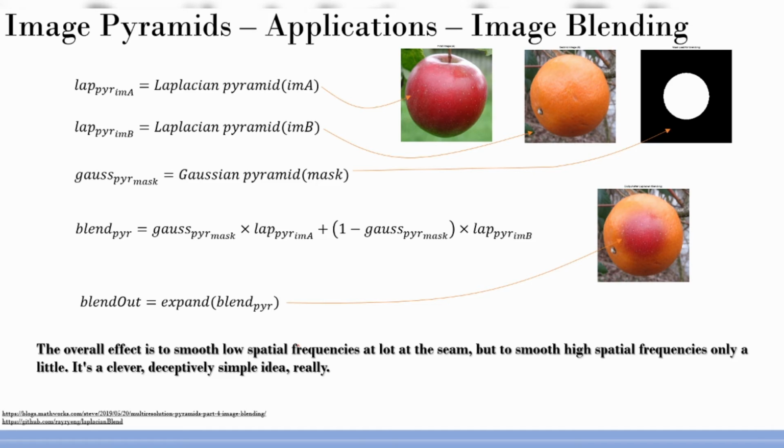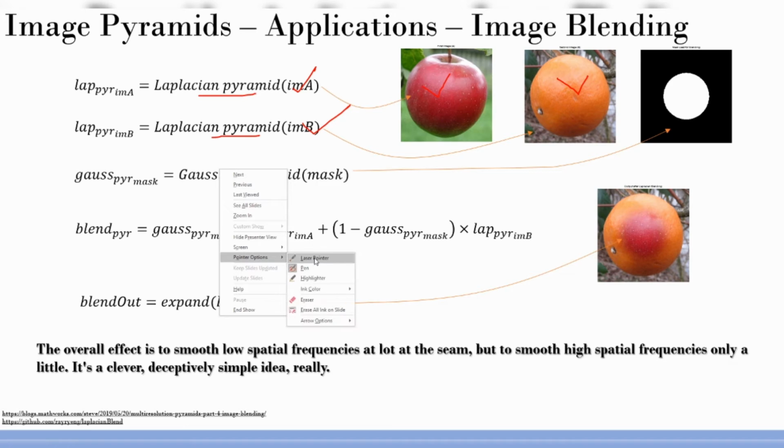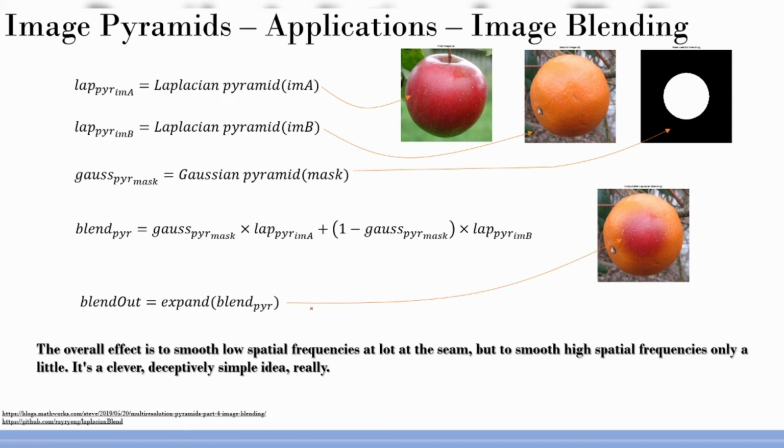What we are going to do is create a Laplacian pyramid for this image and this image, that is, a Laplacian pyramid for both image A and image B. That's the first step. Then you create a Gaussian pyramid of this guy. Always remember that concept that we discussed.